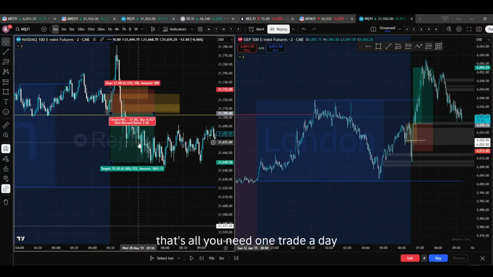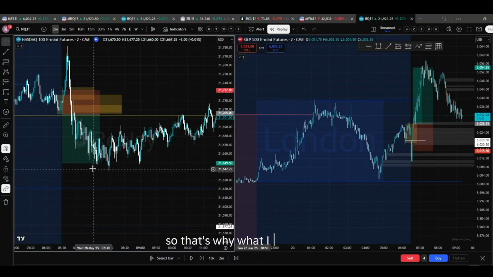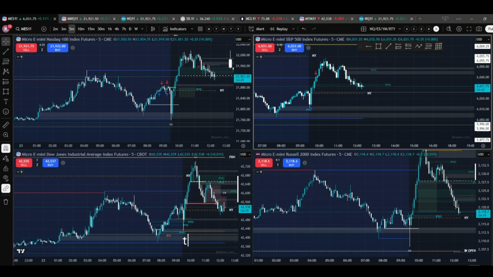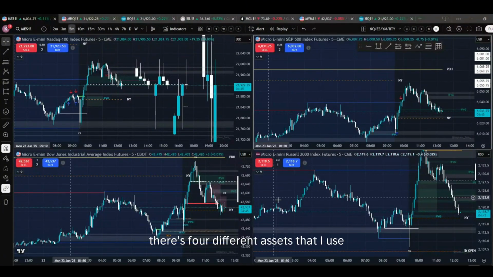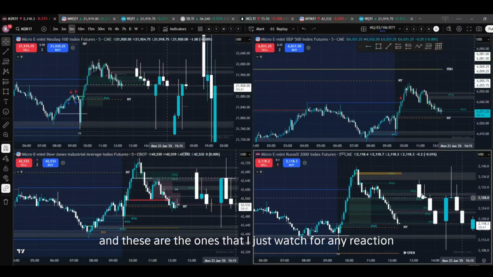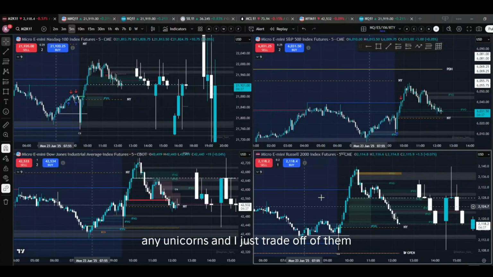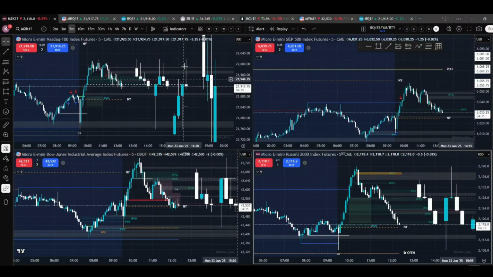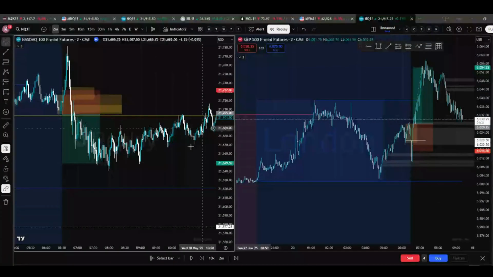That's all you need. One trade a day. The unicorn. You just need to have patience. So that's why what I do is, this is my trading screen. This is literally what I use right here. There's 4 different assets that I use, and these are the ones that I just watch for any reaction, any unicorns, and I just trade off of them. Make sense?